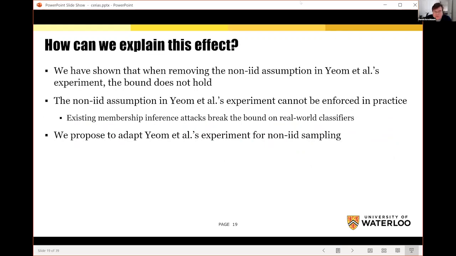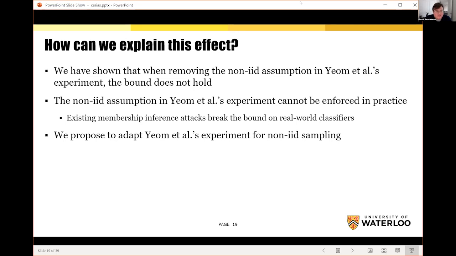We have shown that when removing the IID assumption, in Guillaume's experiment, the bound does not move. The IID assumption cannot possibly be enforced in practice. You will never know whether or not your data set is actually IID. You try your best, but you cannot really make it happen. We all experience that in voting polls. We always have this margin of error, and that is due to the fact that sampling people is hard. And in this case, sampling people who will tell you the truth is hard. But we cannot ensure that our samples are IID.